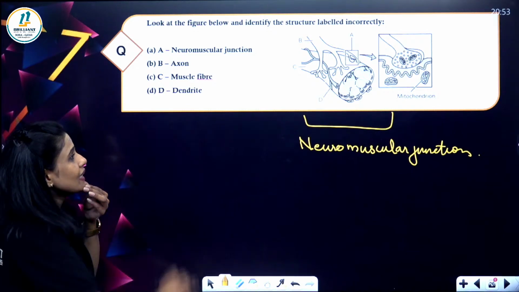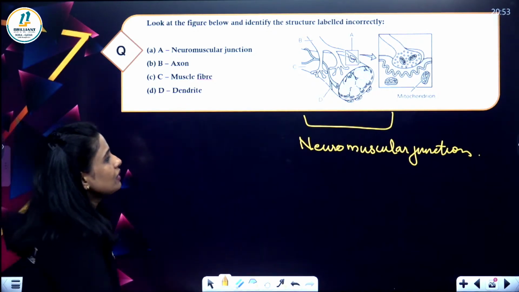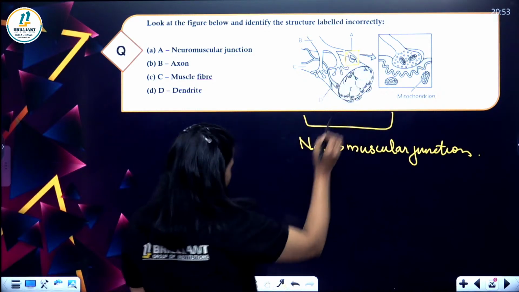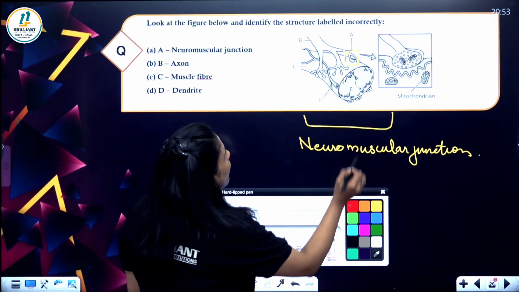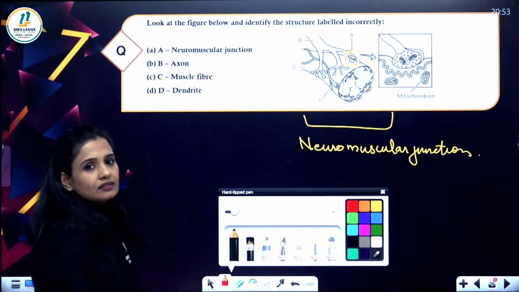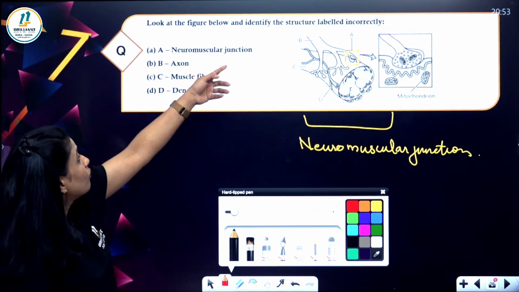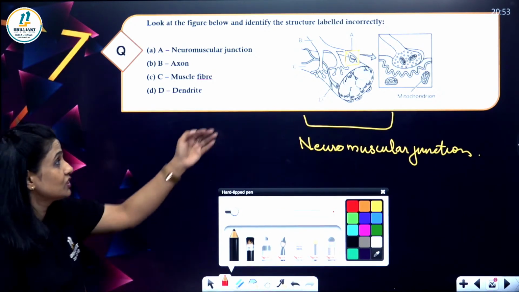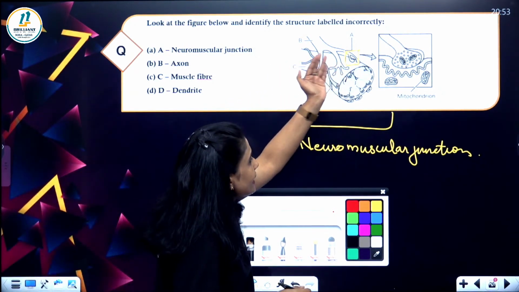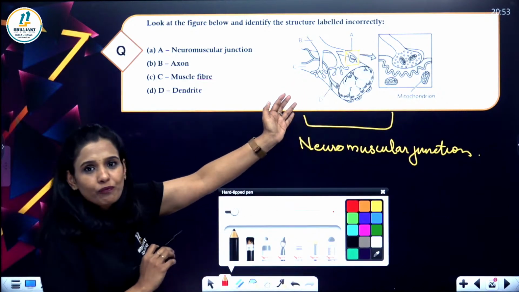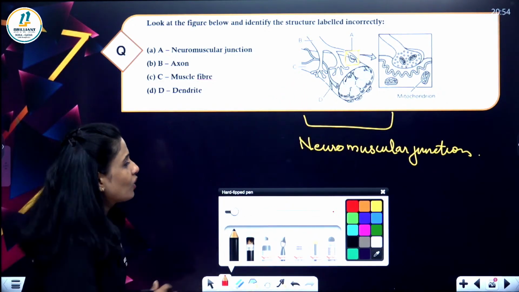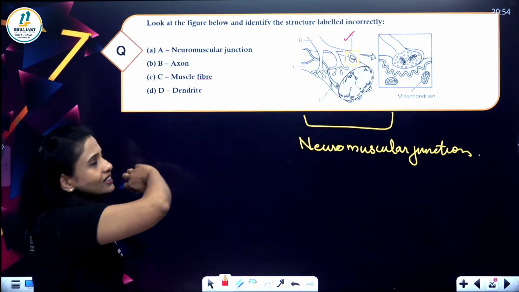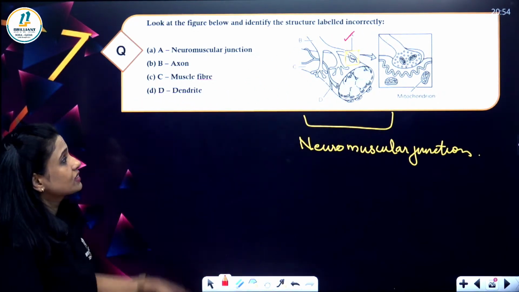See the labeled part. What is labeled here? Okay, this one. A neuromuscular junction, right? Junction between a nerve ending and muscle fiber. Okay, now this is correct. This option is correct.